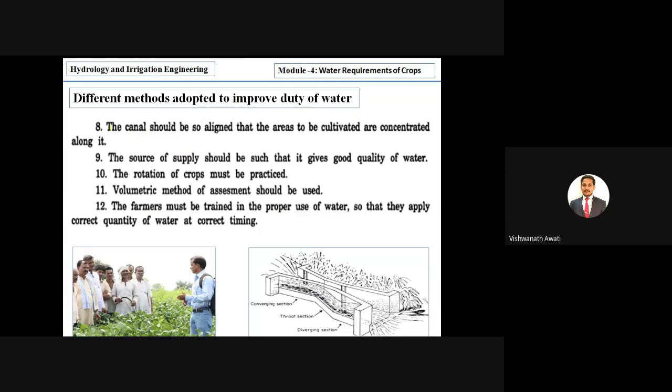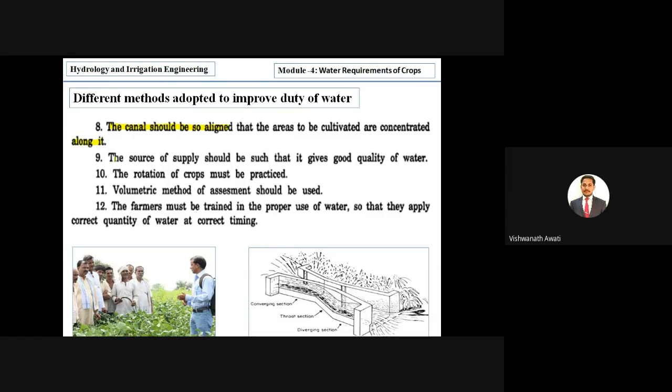Next point, the canal should be aligned so that the areas to be cultivated are concentrated along it. So whenever we are constructing or aligning the canal, we have to make sure that we are irrigating either side of the canal, right? The area that requires watering from the canal.